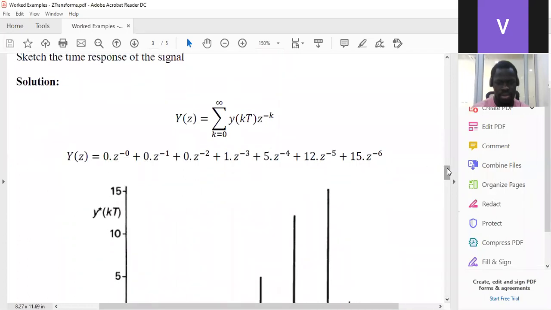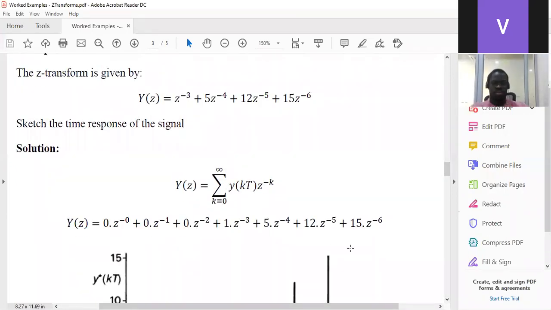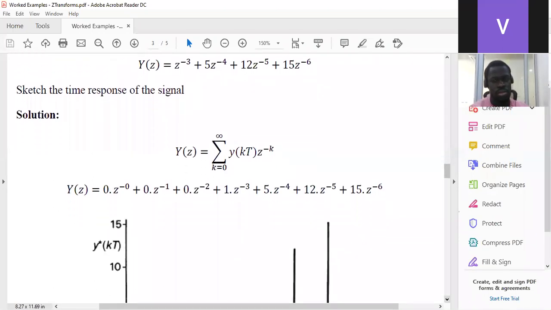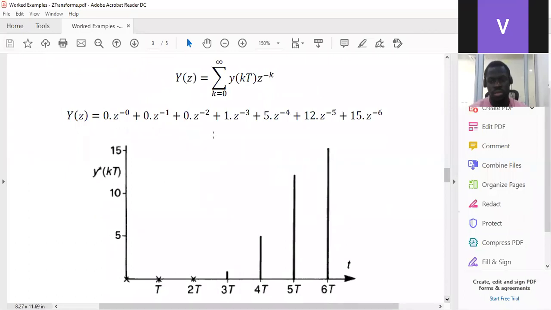Okay, so if you all understand what I did, I'm just expanding the question out in the form of the definition of the Z transform. Then when the question says you should sketch the time response, from what we've gotten here, this is K is 0. For K of 0, you have 0. This is when K is equal to 1, you still have 0. This is when K is equal to 2, it's still 0. So you have 0 here.